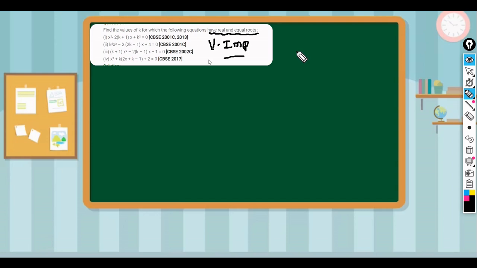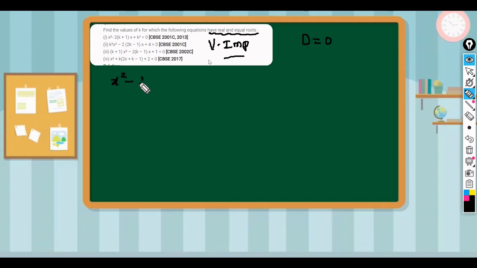These equations have real and equal roots. If they have real and equal roots, then the condition is D equal to 0. If D is equal to 0, then only a quadratic equation will have real and equal roots. Please bear this in your mind. Remember this. So let's take the question.